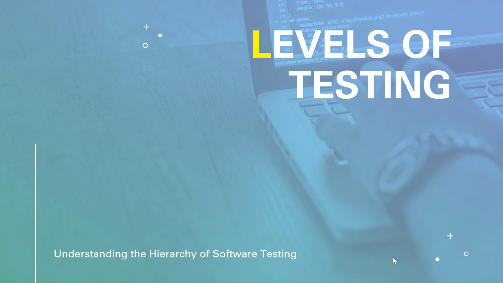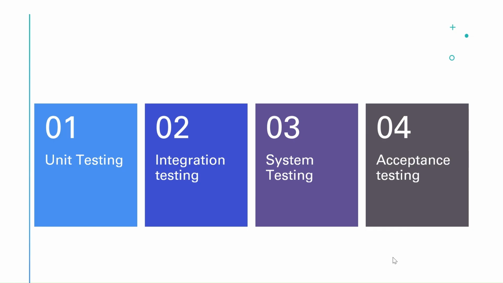In today's session, we are going to learn the levels of testing in software testing. As we all know, software testing is the process of evaluating and verifying that a software application or system meets the specified requirements and works as intended. The levels of testing in software development refer to the different stages at which tests are performed, ensuring that the software product is tested comprehensively from the smallest units to the complete system. Here are the primary levels of testing.